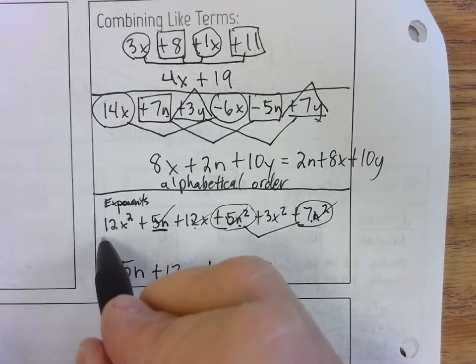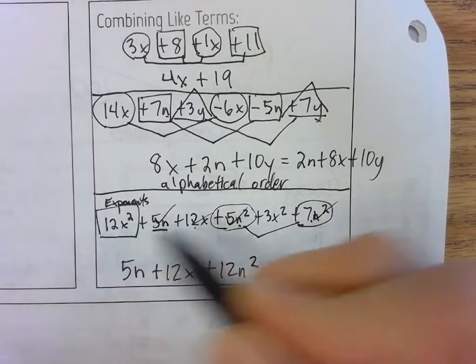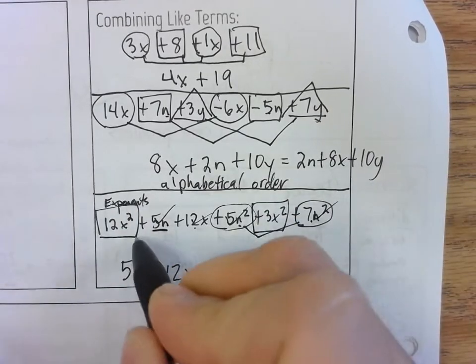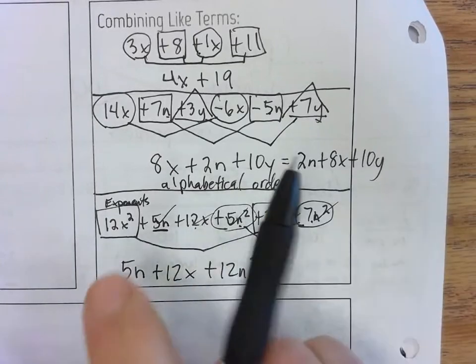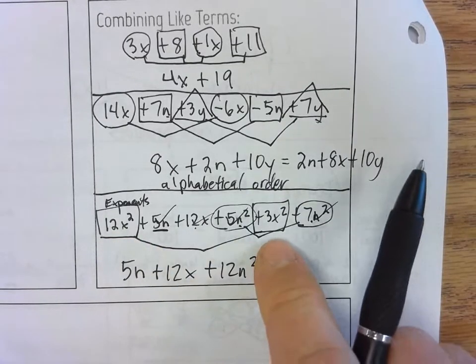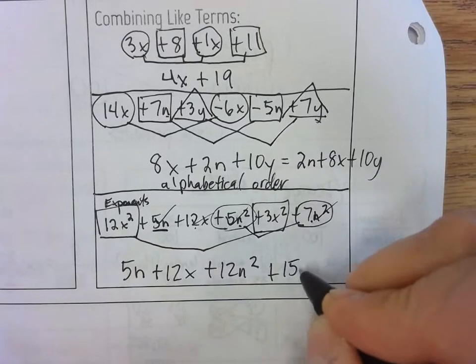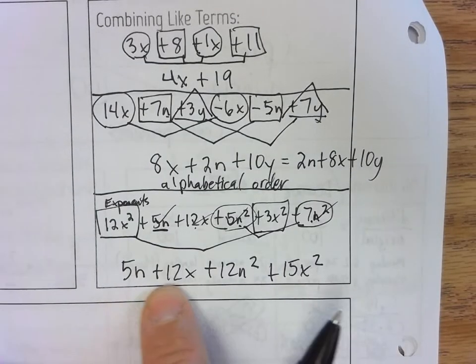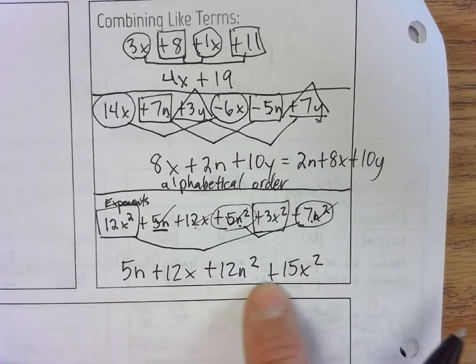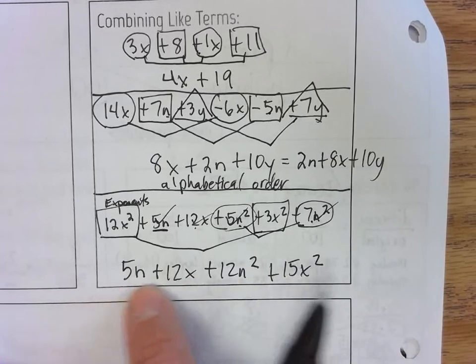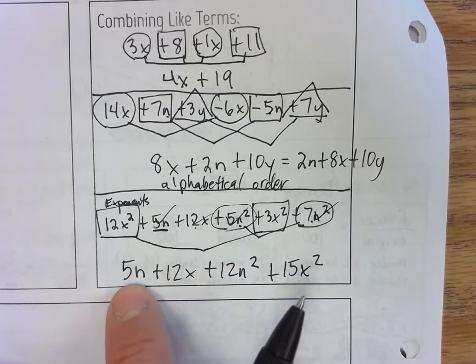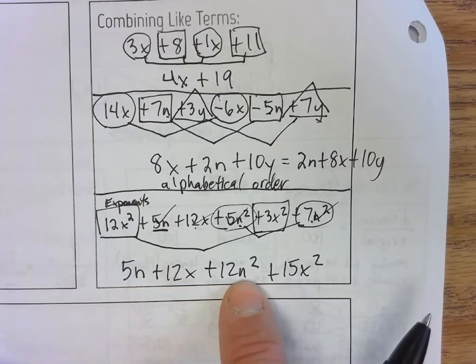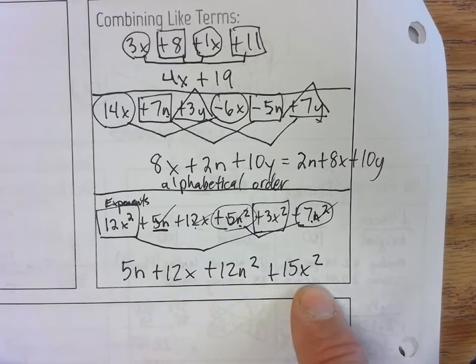And then I've got some x squareds. I got 12x squared plus 3x squared. So I'm going to put them together. And 12x squared plus 3x squared would give me 15x squared, okay? So put the plain ones that don't have an exponent first, then do the ones that do have an exponent. Make sure you put them in alphabetical order. 5n plus 12x plus 12n squared plus 15x squared.